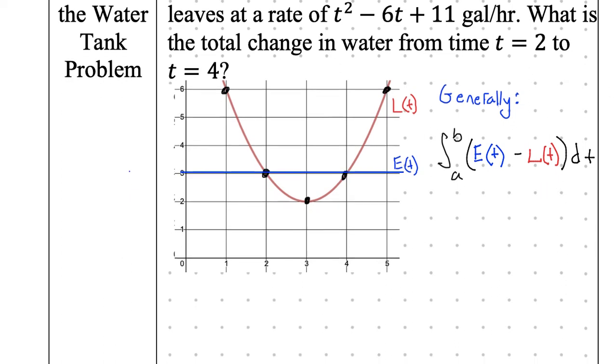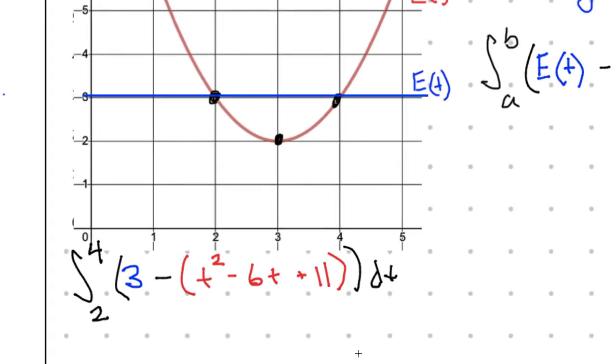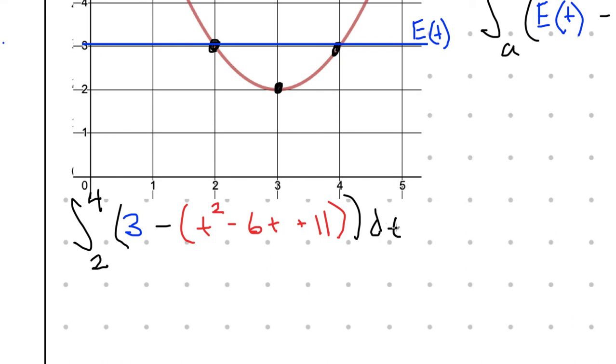And in this case, I'm going to come down here and actually fill in what's happening. So I have the integral from 2 to 4, as Gio said. I think we should fill in the numbers here. So our E of t is 3, right? And then that's going to be subtracting, and I have to do parentheses for all of our L of t, unless I want to distribute the negative right now. Subtracting t squared minus 6t plus 11, and then all that thing in parentheses dt.